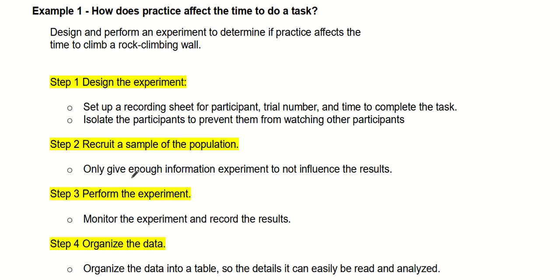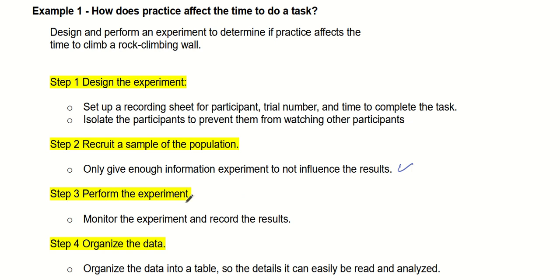You want to give only enough information about the experiment not to influence the results. If you tell them what the experiment is for, then maybe they might try to work harder or work less, depending on their biases. So you give enough information about the experiment, but not so much as to influence the results, because if this can affect them personally, then they might actually try harder or try less based on how much information you give them. So this is a good general rule: give enough information, just enough.